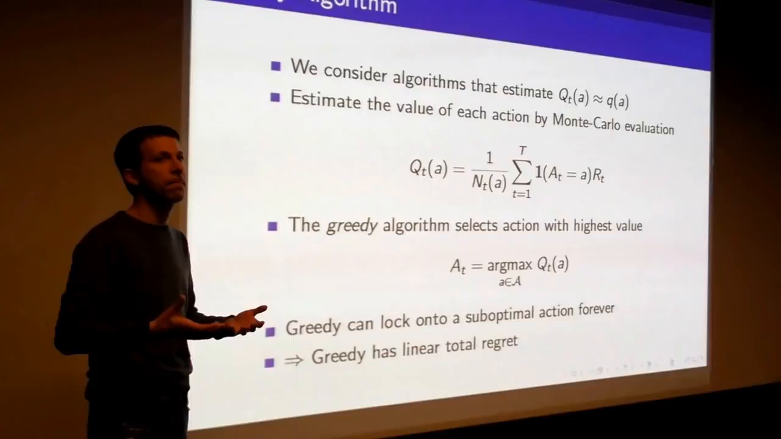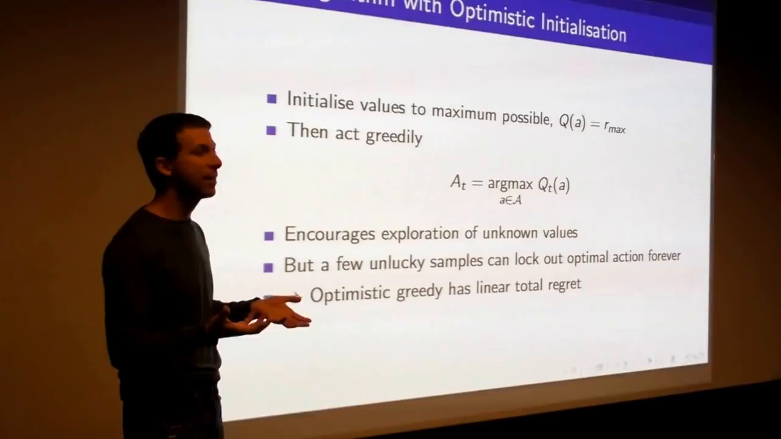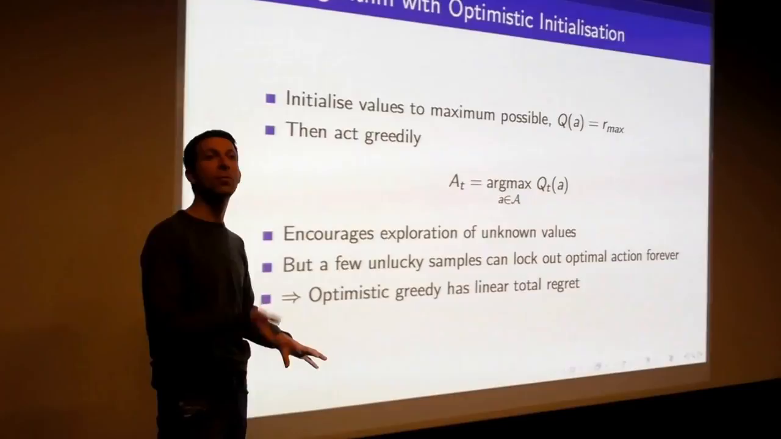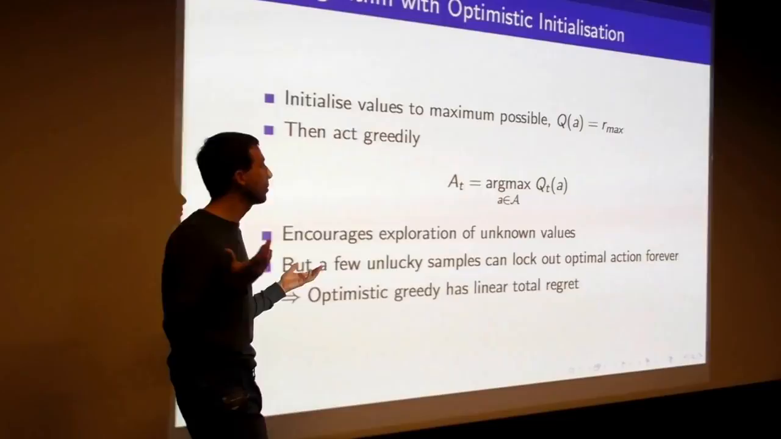Okay? So what happens if we try and be clever? The first idea to be clever is to use optimistic initialization. This is a really well-known algorithm, and actually, this is a really good idea. So I don't want to give the impression this is a bad idea. This works quite well in practice. There are lots of applications where it's quite hard to beat this. And the idea is just to initialize the values to their maximum possible. So we start off by assuming the best about all of our actions.